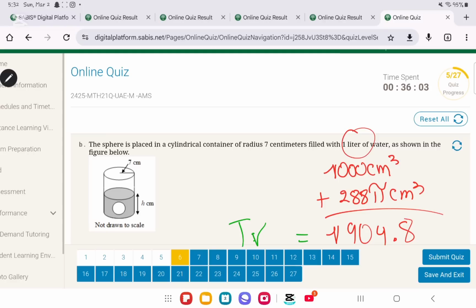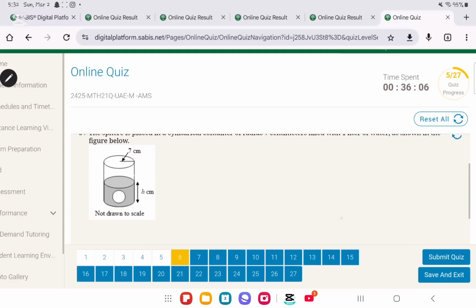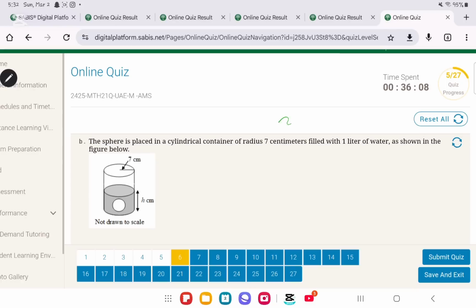They need us to find what? They need us to find the new height of the water. And we are given what? We are given that the radius of the cylinder is 7 centimeters. So to find the new height of the water, what we are going to do is we're going to find, first of all, the equation of a cylinder to find its volume. So the equation of the volume of a cylinder, it is very simply pi r squared h.